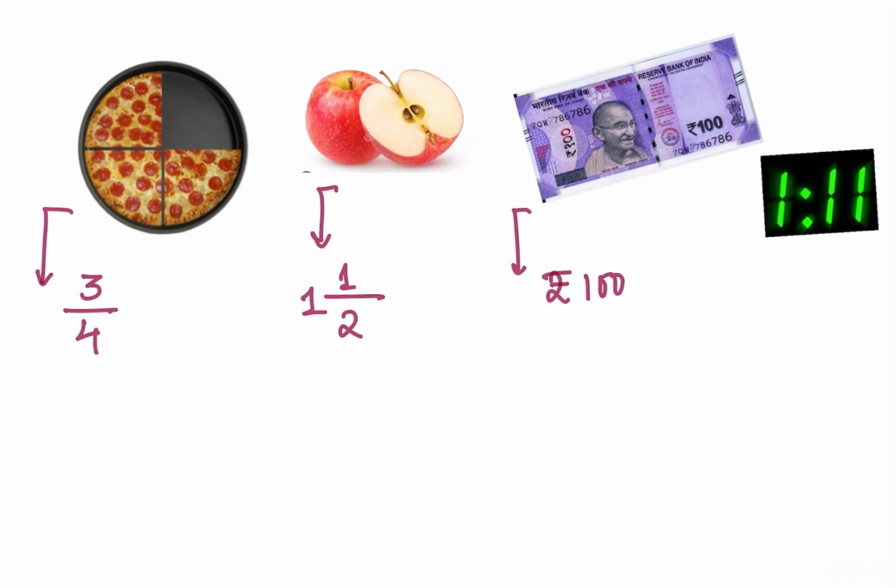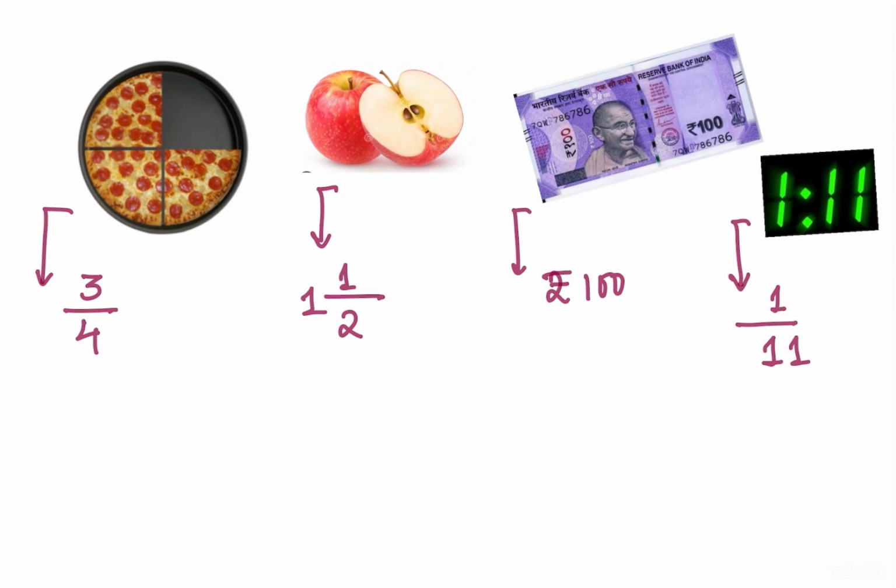So what I see over here in the first diagram is 3/4 of a pizza, and this is one whole apple with half of an apple. I can write it as 1.5 apples. We have a 100 rupee note, and this is a clock, which shows it is 11:11, and I'm going to write this as 1/11.